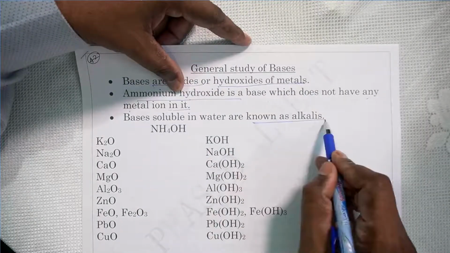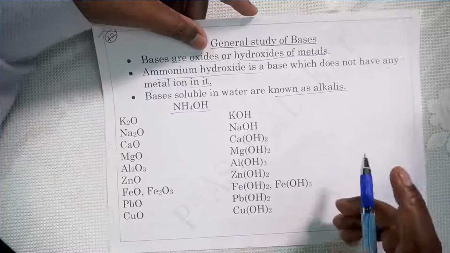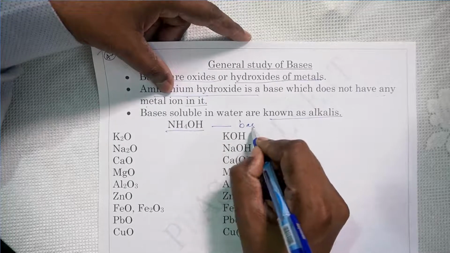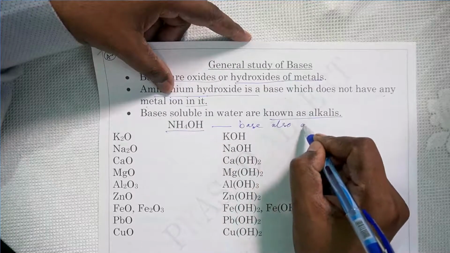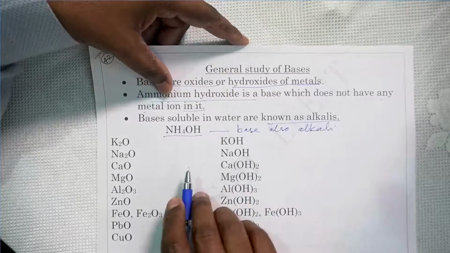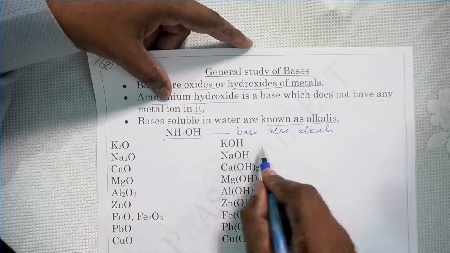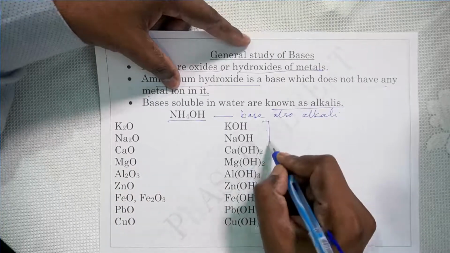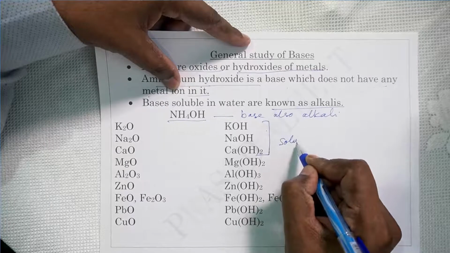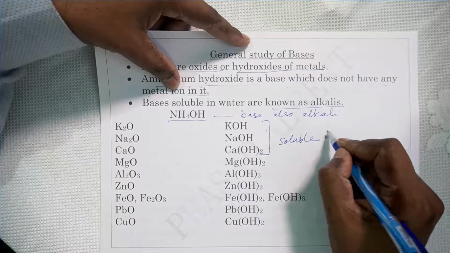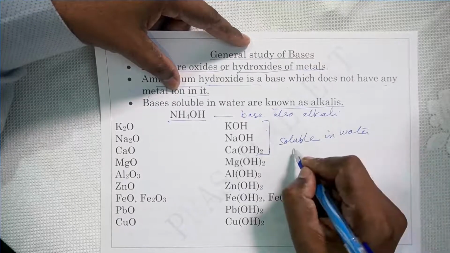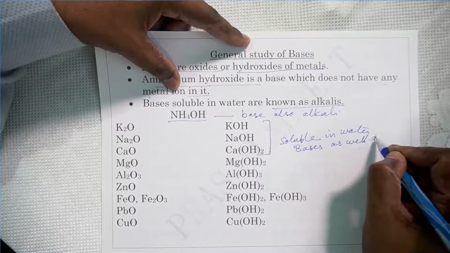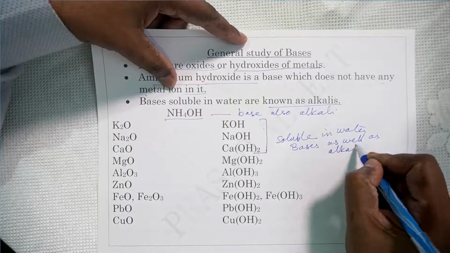Bases soluble in water are known as alkalis. Example, NH4OH, ammonium hydroxide is a base and also an alkali because it is soluble in water. Now potassium oxide, potassium hydroxide, sodium oxide, sodium hydroxide, calcium oxide, calcium hydroxide, all these are soluble in water. So they are bases as well as alkalis.